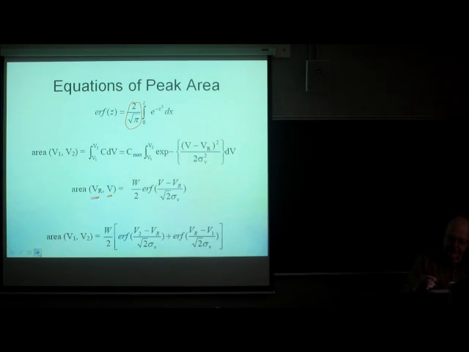And using this equation, we can generalize and determine the area between any V1 and any V2. We don't have to use VR. And that turns out to be W over 2 times [ERF of V2 minus VR over root 2 sigma V, plus ERF of VR minus V1 over root 2 sigma V]. Now, V2 is taken as being bigger than VR, V1 is taken as being less than VR, so everything works out.